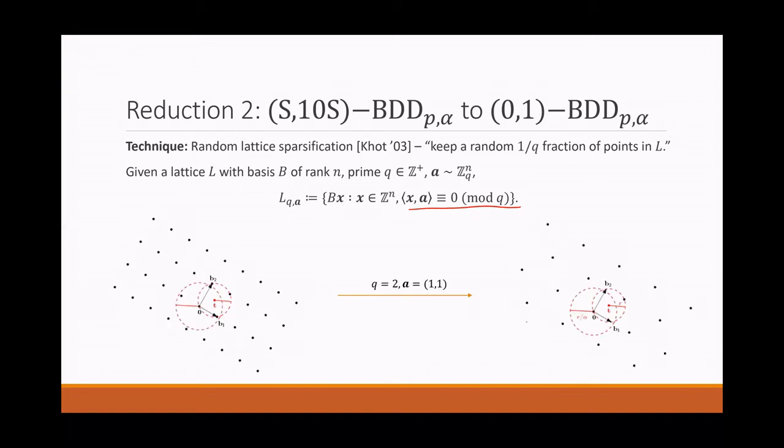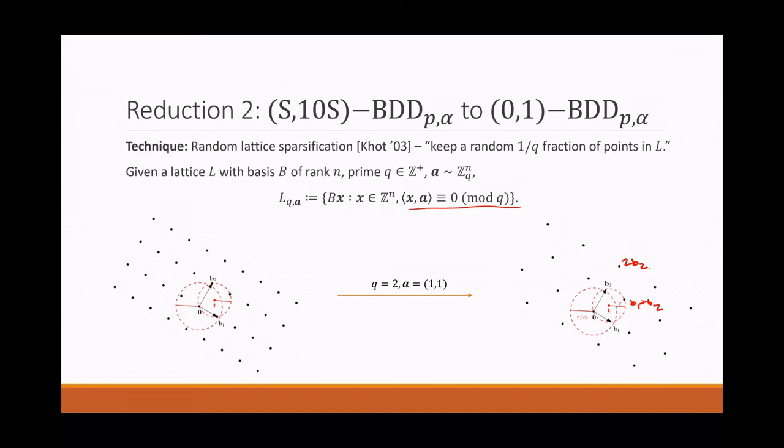So let's look at what happens when we apply this technique to our example from the previous slide. Say we fix q equals 2 and A equals (1,1). This just means that we keep all lattice vectors whose coefficient vectors x have coordinates which sum to 0 mod 2. For example, here we've kept 0, we've kept b1 plus b2, we've kept 2b2 and so forth, but we haven't kept b1 or b2 or minus b1 or anything else like that.